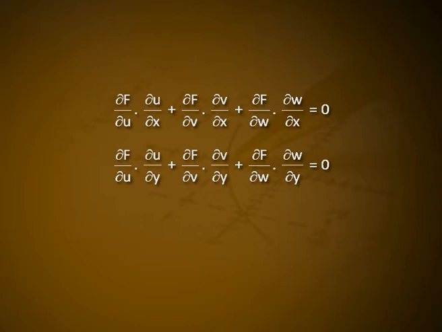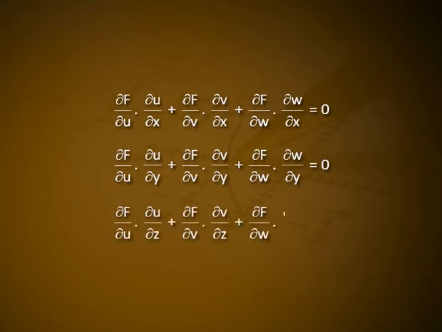Differentiating this relation with respect to x, y and z using chain rule, we get del F by del u times del u by del x plus del F by del v times del v by del x plus del F by del w times del w by del x equal to 0. Del F by del u times del u by del y plus del F by del v times del v by del y plus del F by del w times del w by del y equal to 0. Del F by del u times del u by del z plus del F by del v times del v by del z plus del F by del w times del w by del z equal to 0.